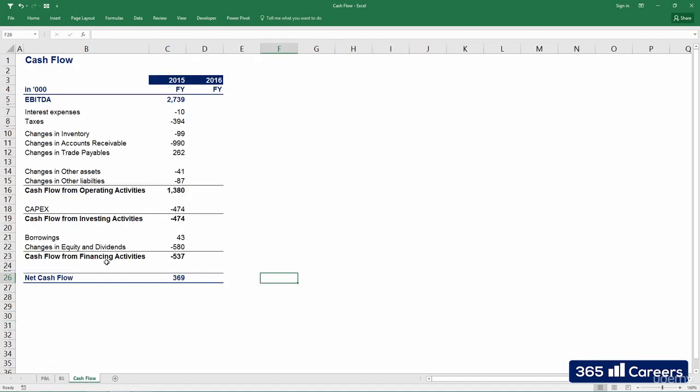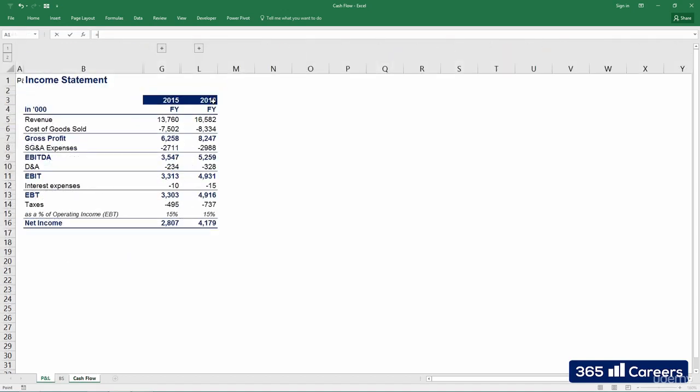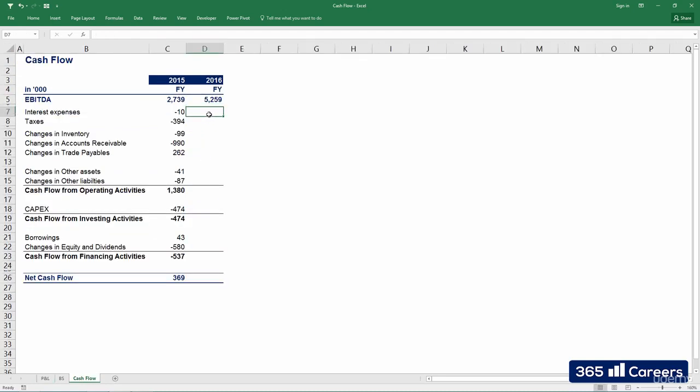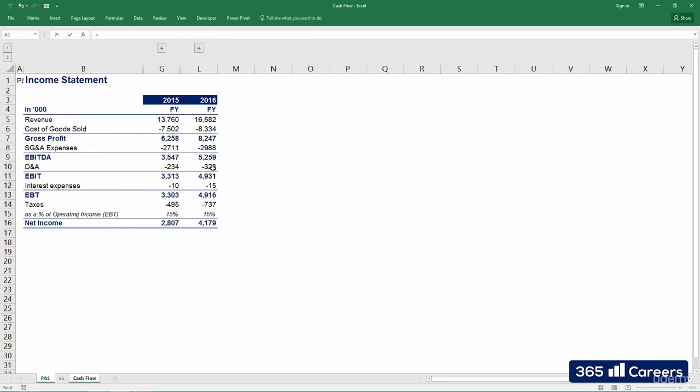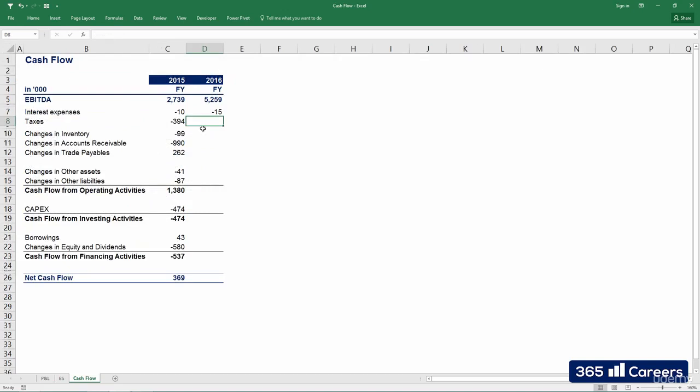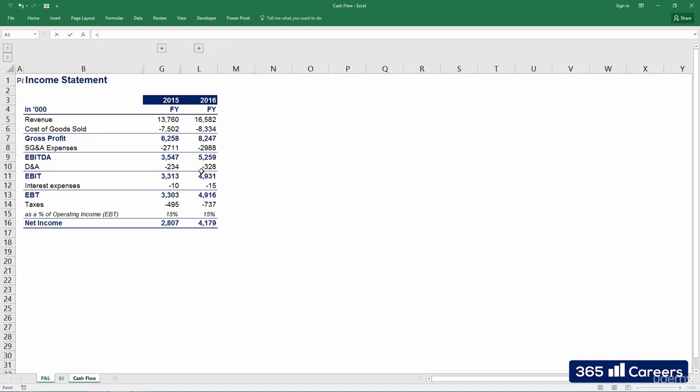Please note that the cash flow calculation we will perform starts from EBITDA and then subtracts taxes and interest expenses. We are omitting D&A on purpose, as it is a non-cash expense. I will simply link these three values to the income statement sheet. Here we go. Let's move forward.